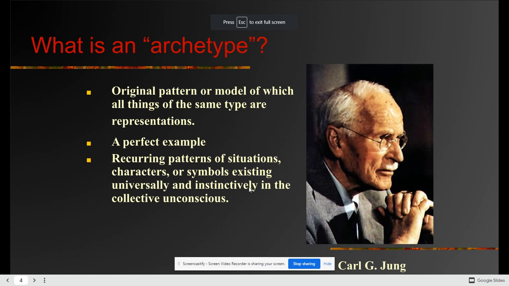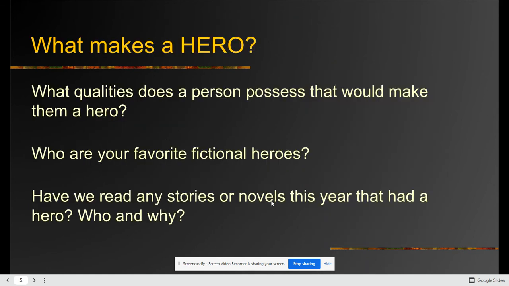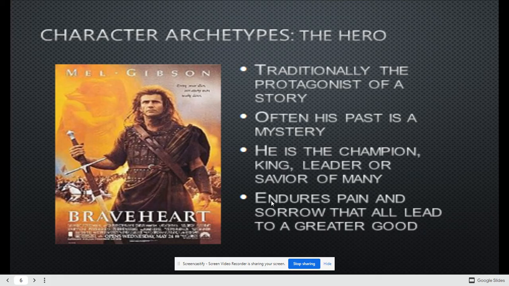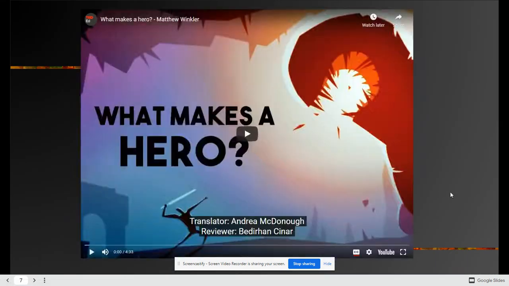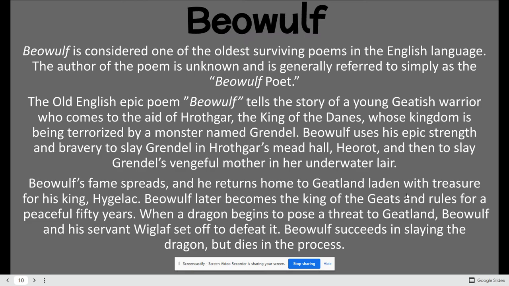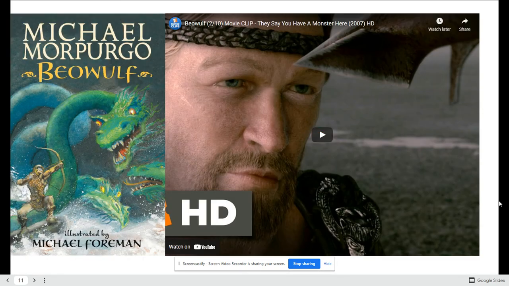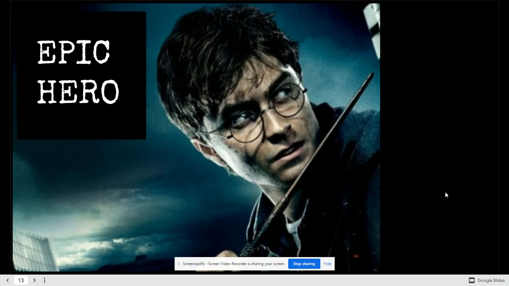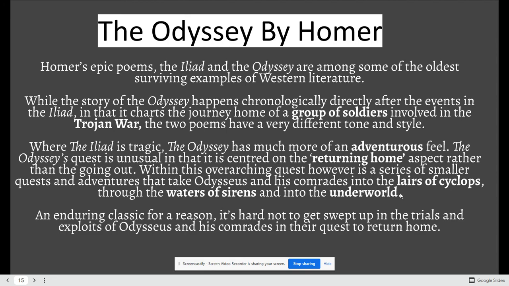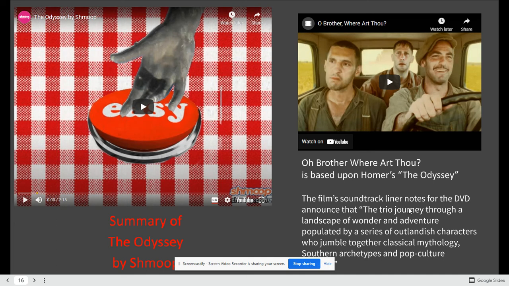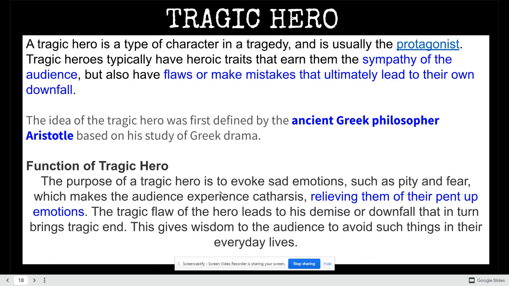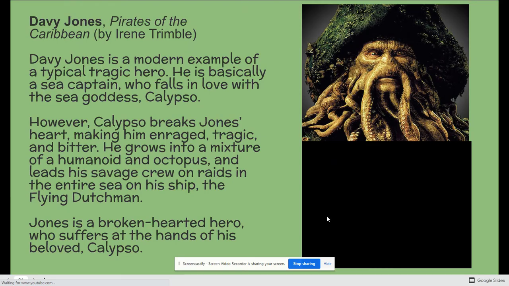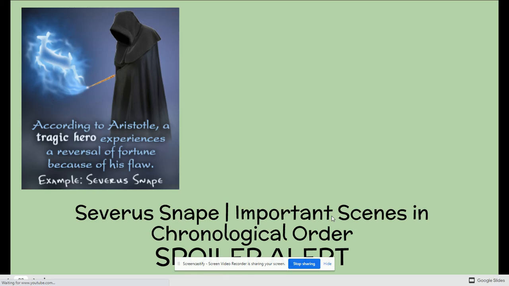So we know that an archetype is a pattern that you can find reoccurring in many pieces of literature. The hero is a person that is traditionally the protagonist, and they are a leader. Sometimes they are a savior. Sometimes they have to endure a lot of sorrow. So we went over warrior, such as Beowulf, yesterday. And we talked about the evolution of British heroes through British literature. An epic hero, like Ulysses in the Odyssey. A tragic hero, such as Hamlet, Davy Jones from Pirates of the Caribbean, and Severus Snape.